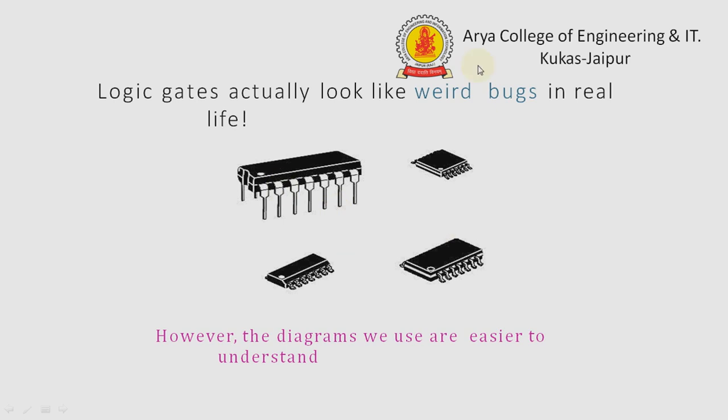So these are the logic gates. Actually they look like weird bugs in real life. That means to say they appear as ICs, and there is a different number for every IC. However, the diagrams we use are easier to understand.